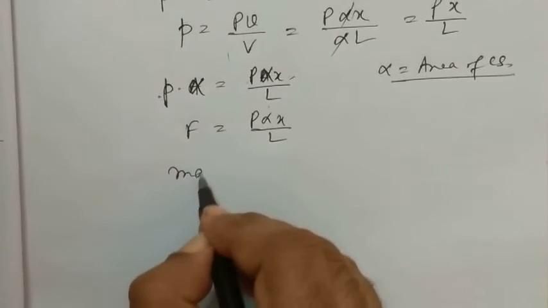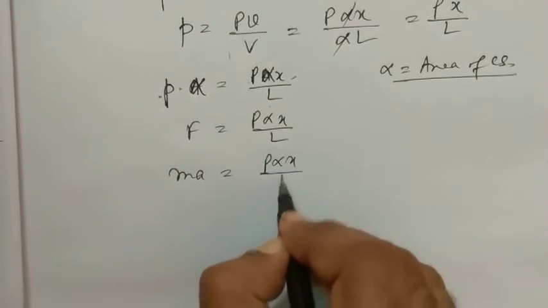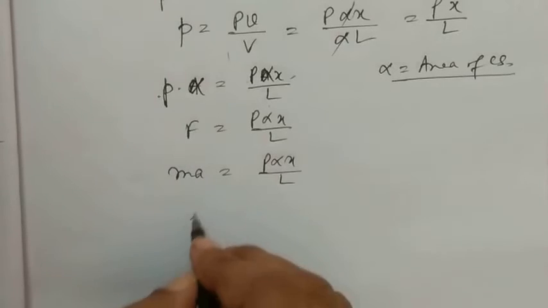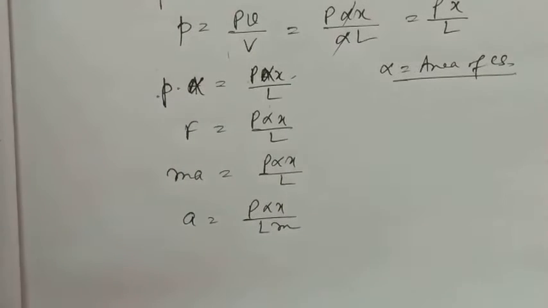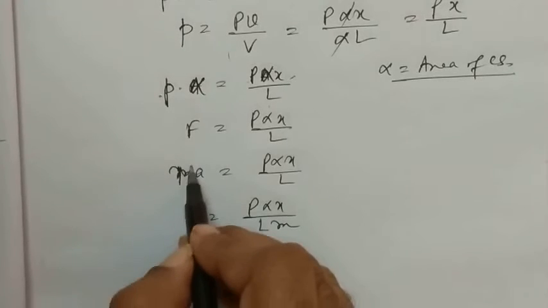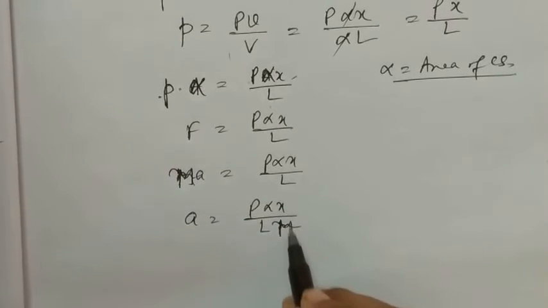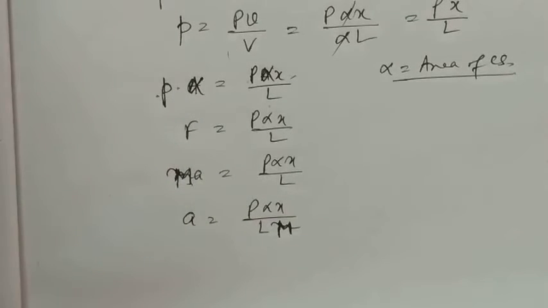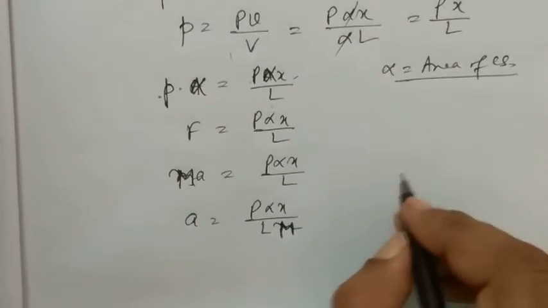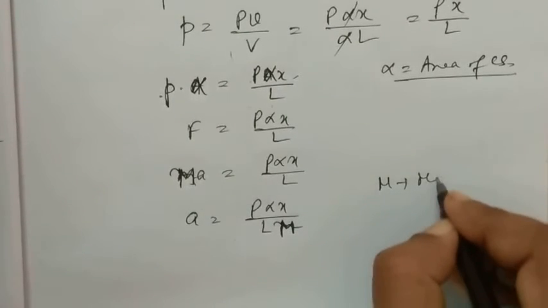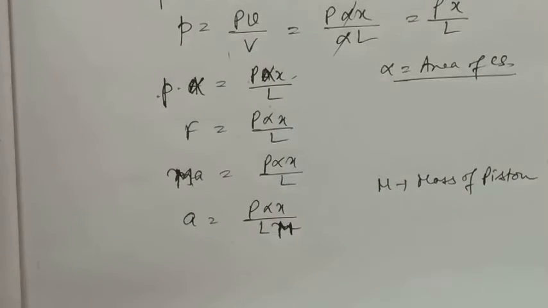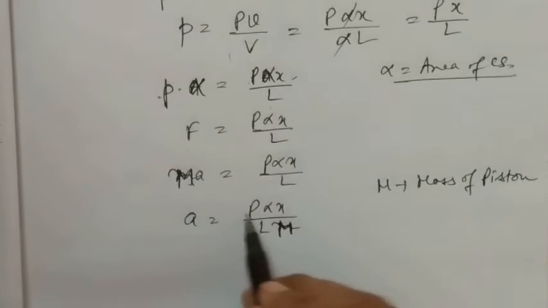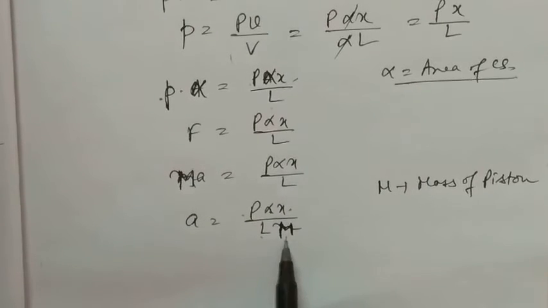Pressure into area becomes the force. Force again is M into A, so M A equals P alpha x by L. So A becomes P alpha x by L M. Let this capital M be the mass of the piston. M is the mass of the piston. A is P alpha x by L into M.